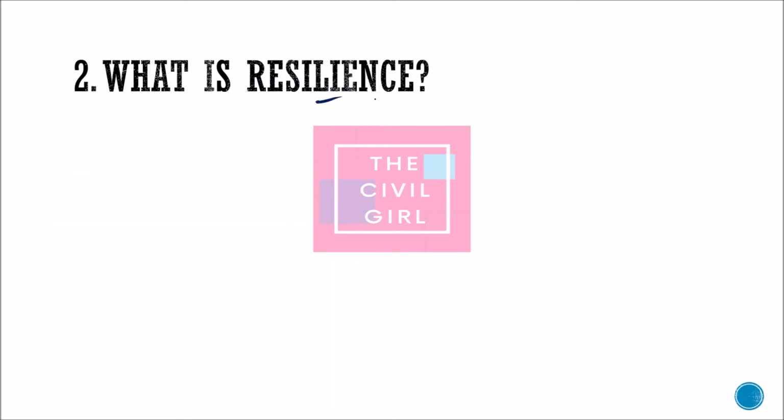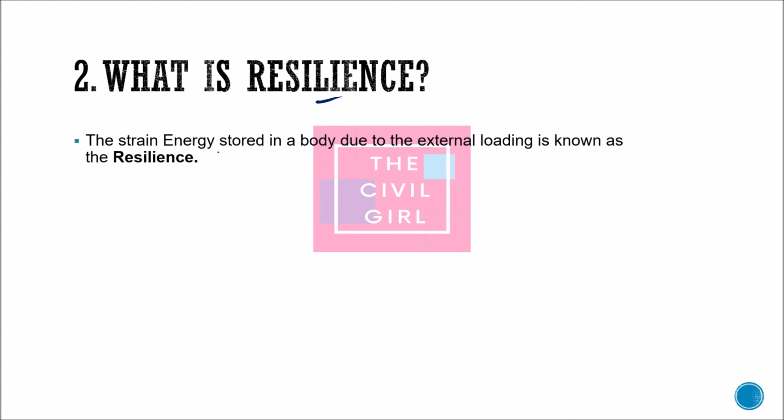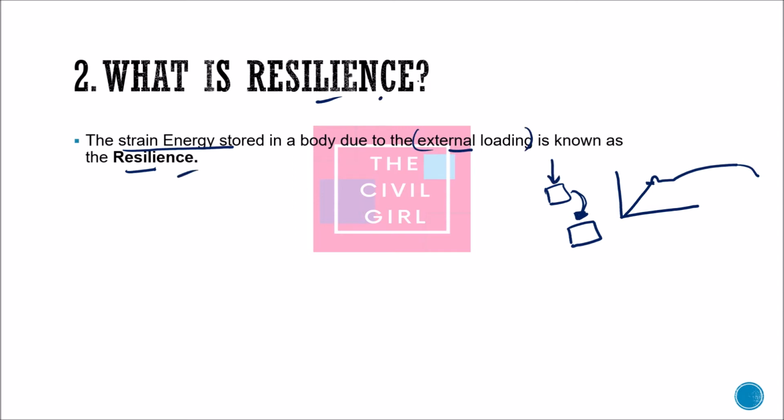Going to the next question, what is resilience? Giving you the definition, the strain energy stored in a body due to external loading is known as resilience. If we take a stress strain curve of, say, a mild steel rod, it will be something like this. Here we can see this point is called our elastic limit. Till my elastic limit, if I remove my load, my material will be able to come back to its original shape. How will this material come back to its original shape? It is because of the strain energy that it stores inside. So the strain energy stored in a body due to the external loading on the material is known as resilience. I hope you were able to understand what is resilience.